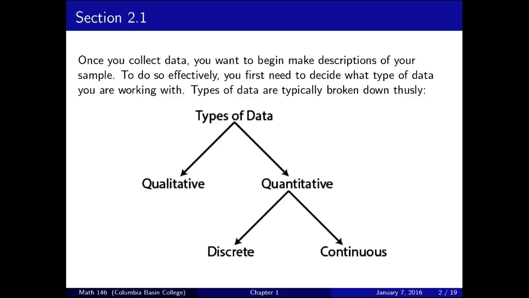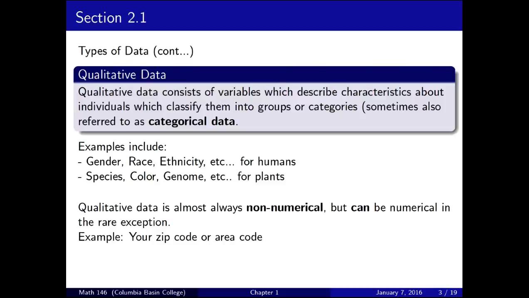Let's look a little more specifically and get a definition. Qualitative data consists of variables that describe characteristics about individuals that classify them into groups or categories. Sometimes this is also known as categorical data because it groups them into categories. Some examples of qualitative data: we already saw the color of an apple, but other examples include gender, race, and ethnicity. These are things about you that group you into categories but are not numerical.